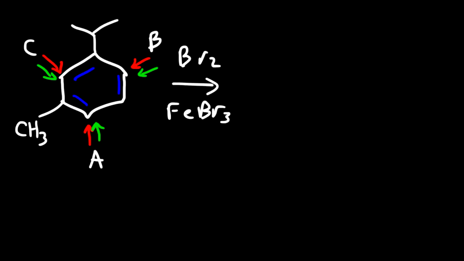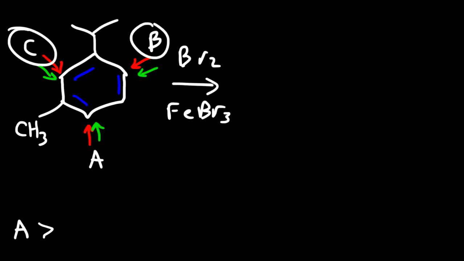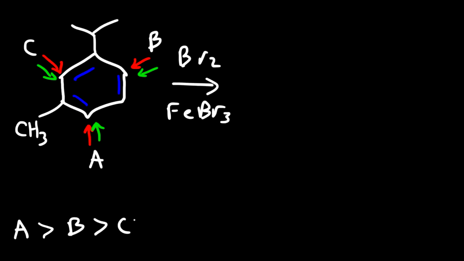Which position is most accessible? Position A is most accessible. Position C is the worst because it's between two alkyl groups. B is next to a bulky group, but it's not between two alkyl groups, so B is better than C. So position A will lead to the major product, B will lead to the minor product, and for the most part, C is so insignificant that it's usually not observed. So we're not going to include this product because the yield will be so low.